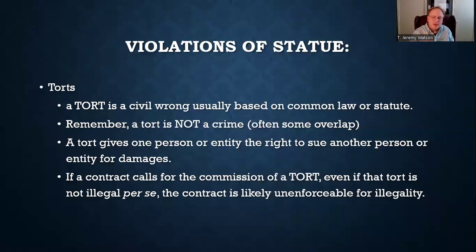Let me see if I can pop that up. Let me give you an example. Well, a tort is a cause of action that gives one person or one entity the right to sue another person or entity for damages. And if a contract calls for the commission of a tort, even if that tort is not per se illegal, even if it's not a crime, the contract is going to be unenforceable for illegality.